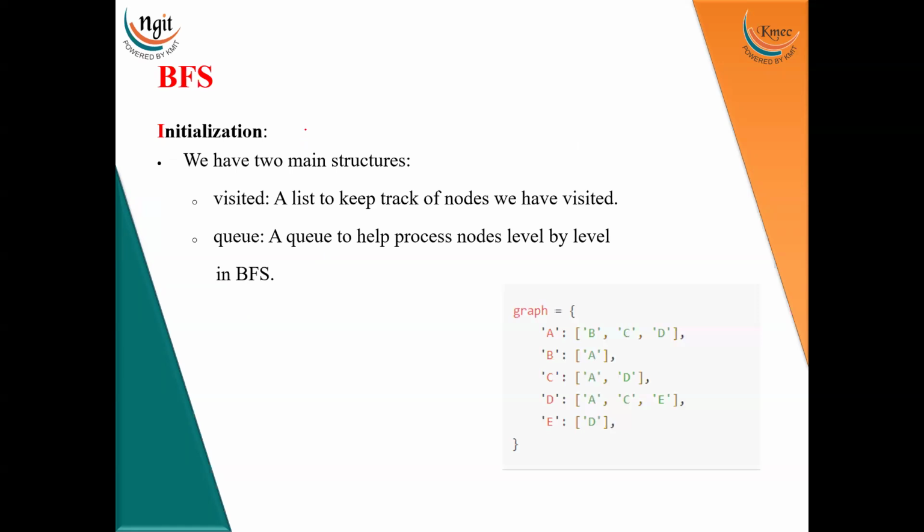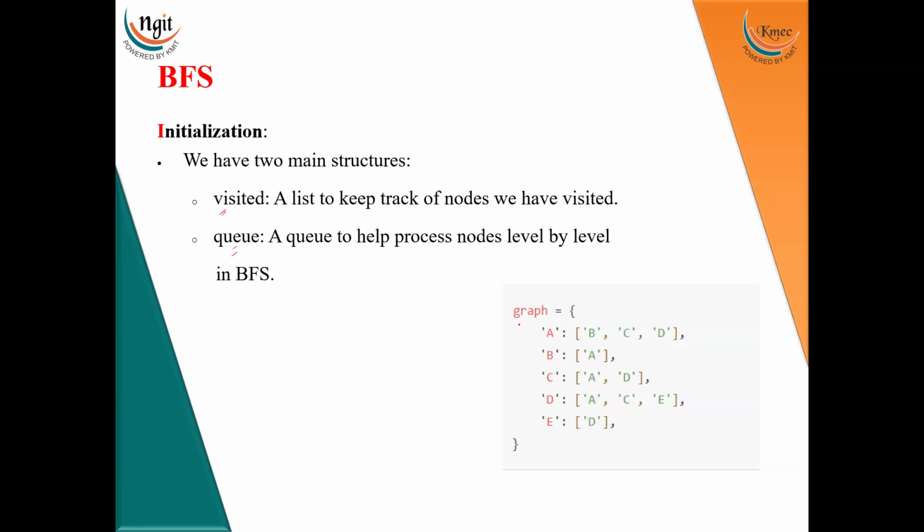So coming to the BFS, the very first step is the initialization. Here, generally we'll have two main structures. One is a visited list and one is the queue. The visited list is to keep track of the nodes we have visited, and the queue helps process nodes level by level in BFS. I hope you remember in BFS we are going to traverse the graph level by level.